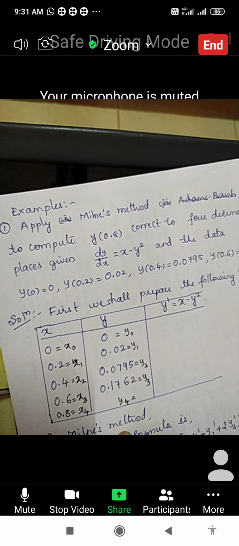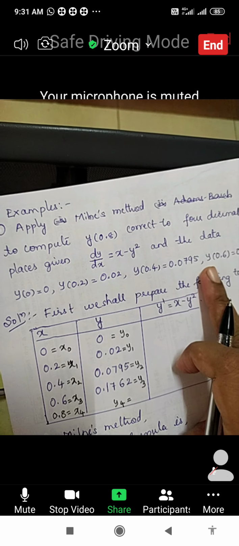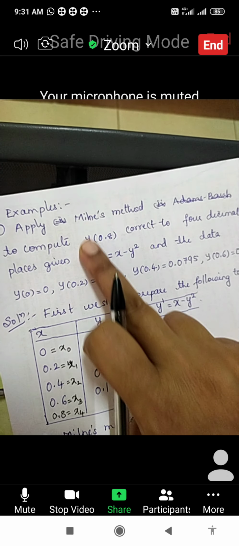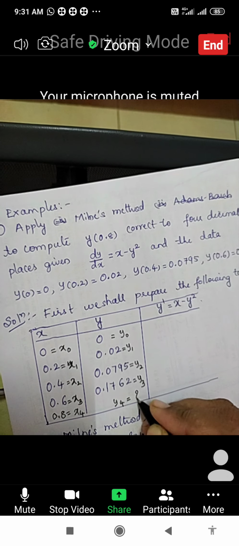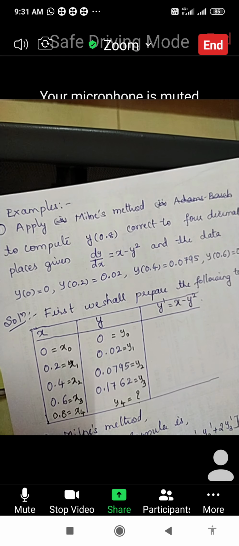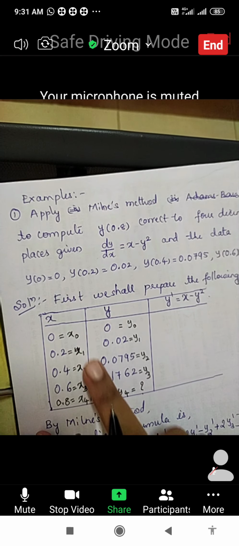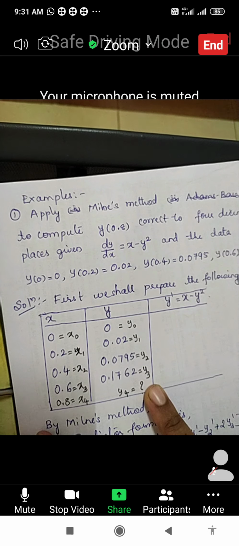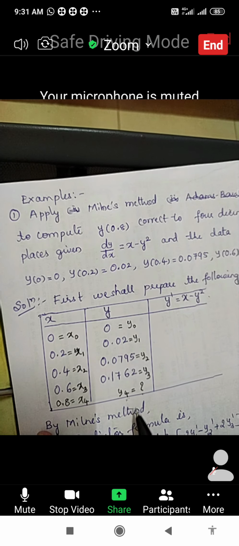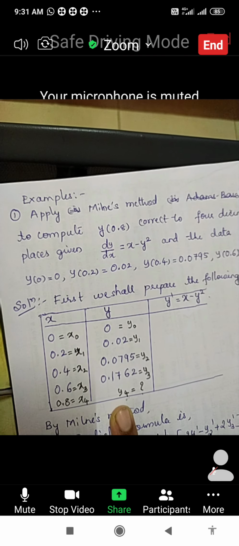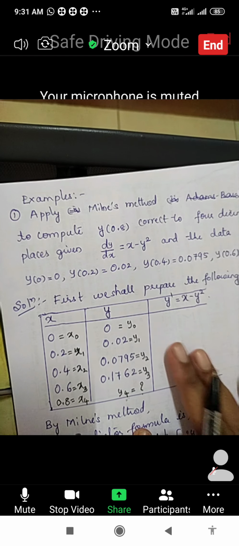Now, do you know what is y4 here? Is it given here? No, it's not given. We have to calculate it, so I'll put a question mark here. Clear? So these are the values of x, these are the values of y. Our intention is to calculate y4. Okay, now let us complete the third column here.